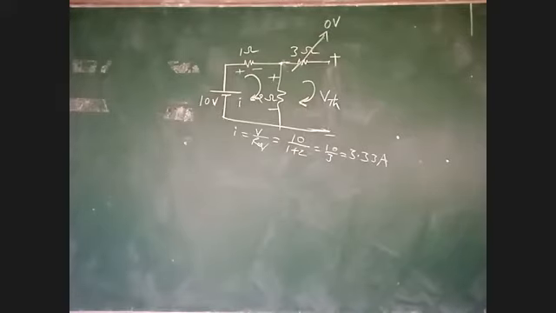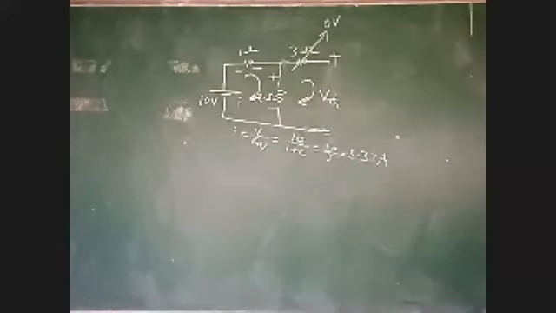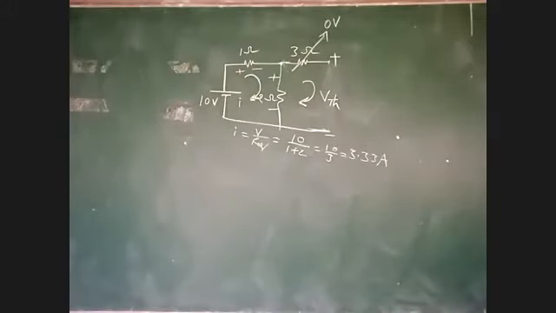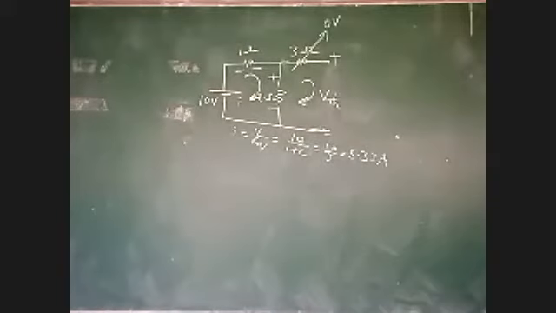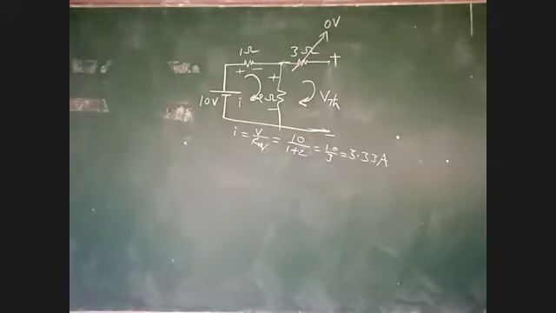Why am I calling it a reference direction? Why not current direction? Because there is no current flowing. That's why the reference direction can be forward or reverse, clockwise or anti-clockwise, whatever it may be. We can take any direction. Okay, I'm taking clockwise. We can take anti-clockwise also.